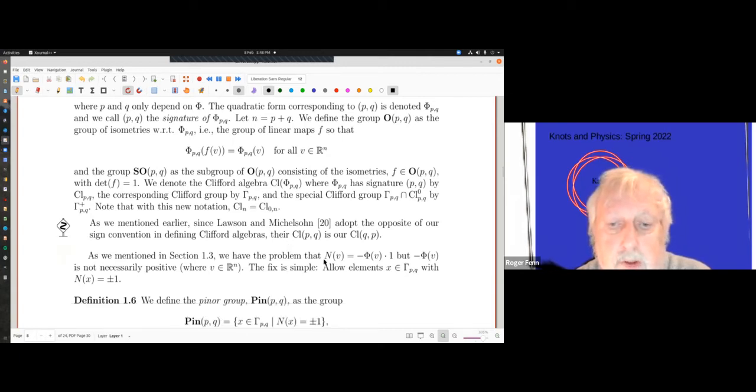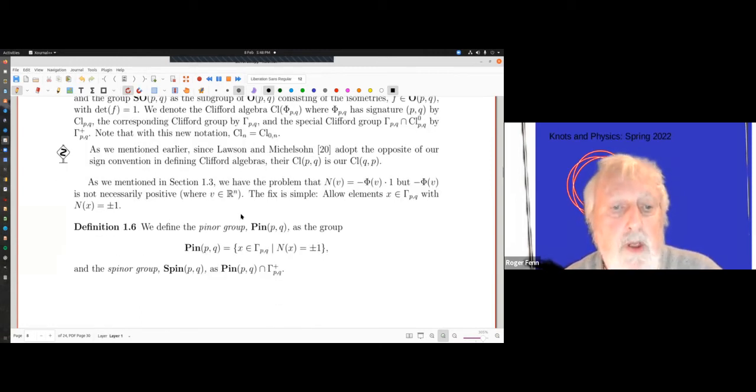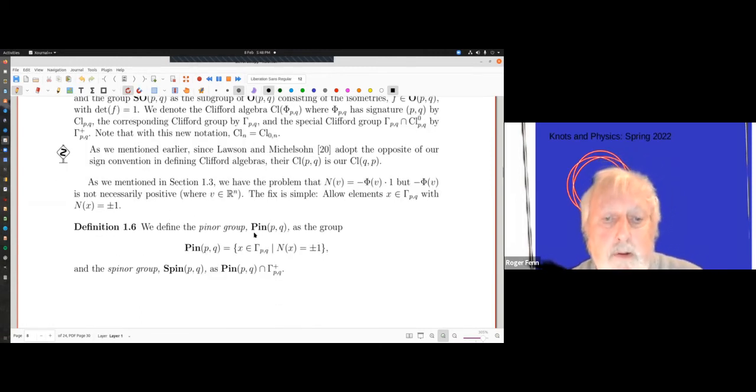Now we have this problem that the norm of v is minus this, which may well be negative. So we allow elements x belonging to the Clifford group (p, q) with norm possibly +1, possibly -1. Okay, so this is the Pin(p, q), the group of x's in this.